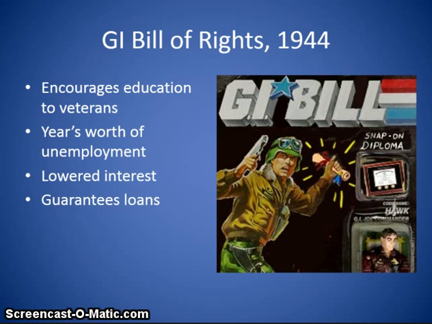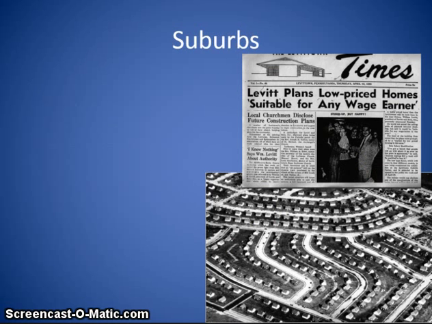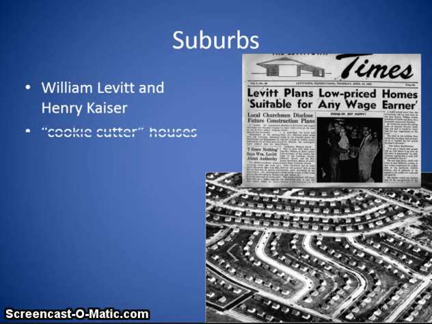Now, also after World War II, you're going to have the growth of the suburbs, right? What is a suburb? These are small little towns outside of the city, right? William Levitt and Henry Kaiser were the creators of these suburbs, and they created cookie cutter houses. One of them bragged that they can make a house in 15 minutes. So whenever you go into neighborhoods that all look the same, it's because they have the same plan, the same format, meaning it's going to be faster and easier to make them.